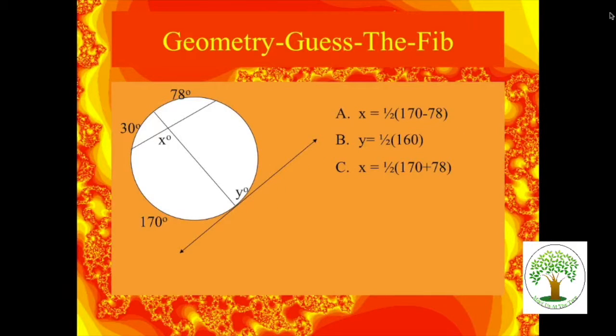All right. Here's our, I think, last, at least close to last, geometry guess the fib. A, B, or C. Which one is the fib? That 170, is that an arc? That 170 is right.